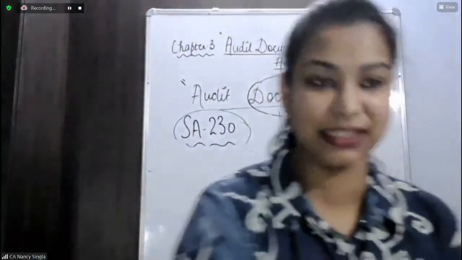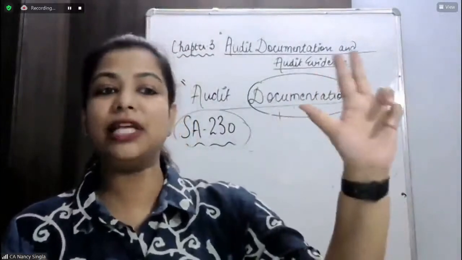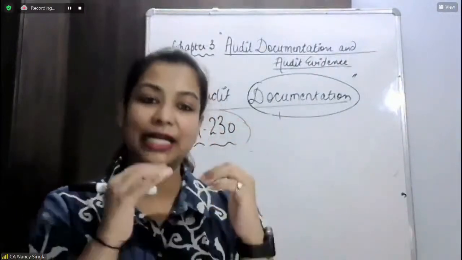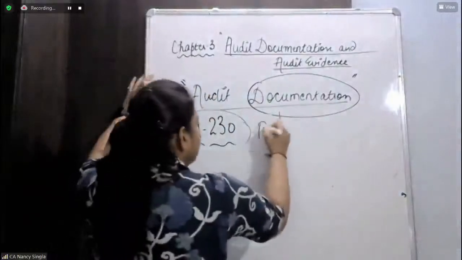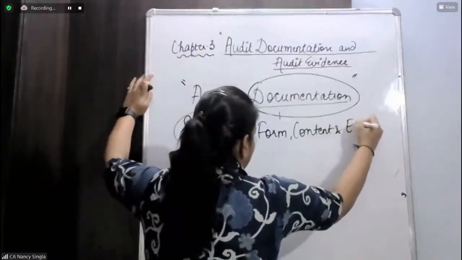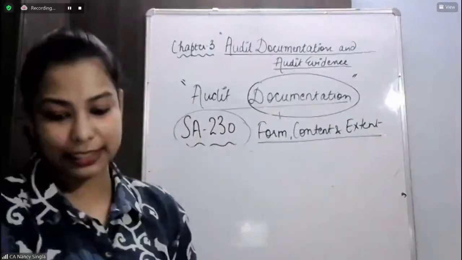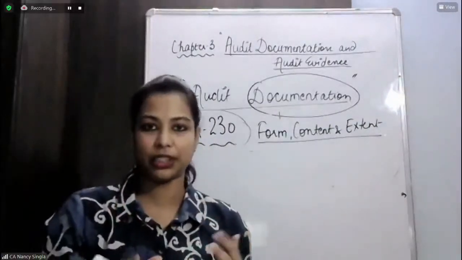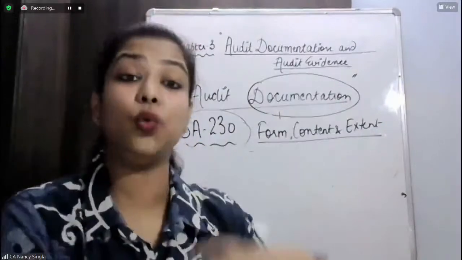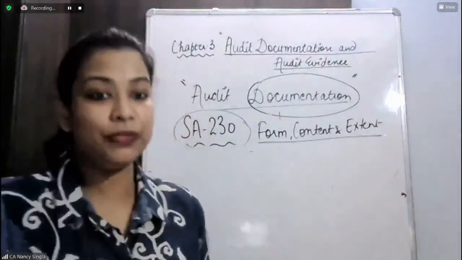Now the auditor says, okay, SA 230, you have told me about the meaning, the objective, the nature and the purpose. Please tell me, is there any standard form, content and extent of audit documentation? Form, content and extent, like how to maintain the audit documentation. Is there any format for that? What content it should include and to what extent I need to maintain the audit documentation.